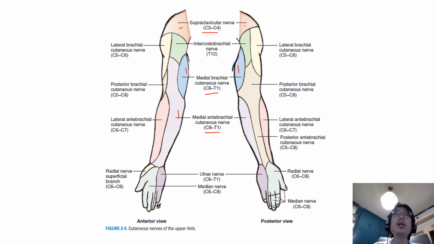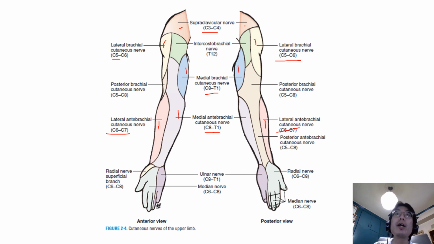Moving slightly superiorly, but laterally, we have the lateral brachial cutaneous nerve. The lateral brachial cutaneous nerve arises from the axillary nerve, specifically C5 to C6, and it innervates the lateral side of the arm. Moving distally, but still laterally, we have the lateral antebrachial cutaneous nerve. The lateral antebrachial cutaneous nerve arises from the musculocutaneous nerve, C6 to C7, and it innervates the lateral side of the forearm.